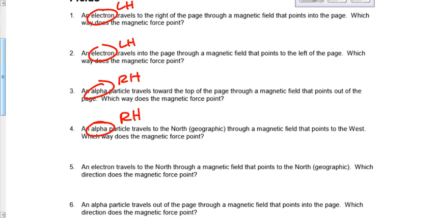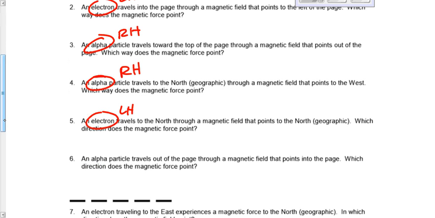Number 5, an electron, left-hand rule, travels north, magnetic field that points north. Interesting. Electron traveling north, magnetic field points north. How do you do the hand rule for that? Good news is you don't. You don't have to, because there is no force there. There is no direction because there is no force.